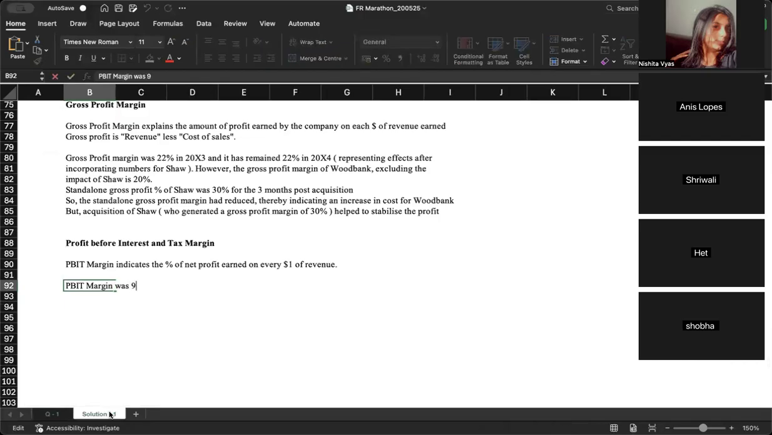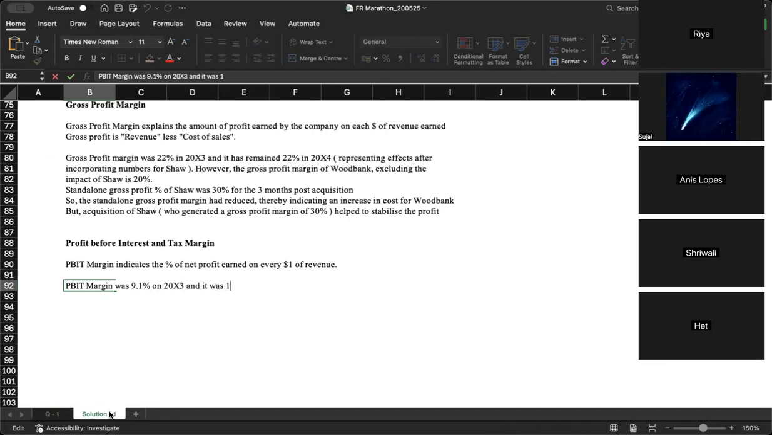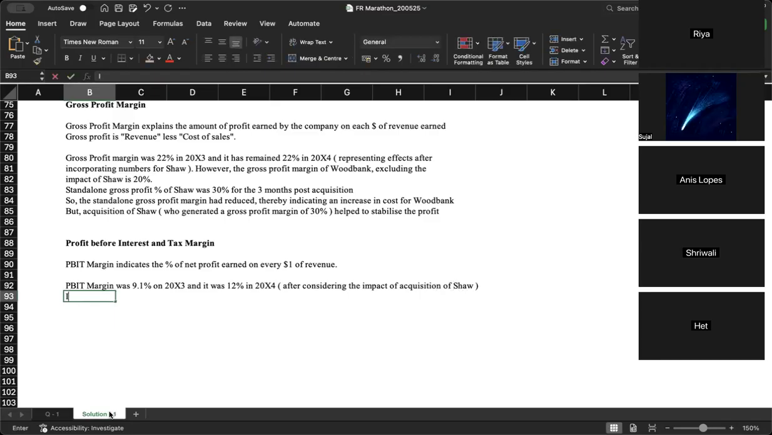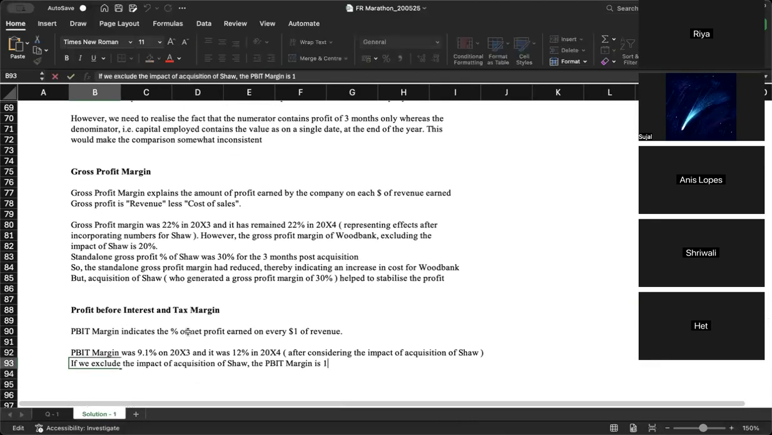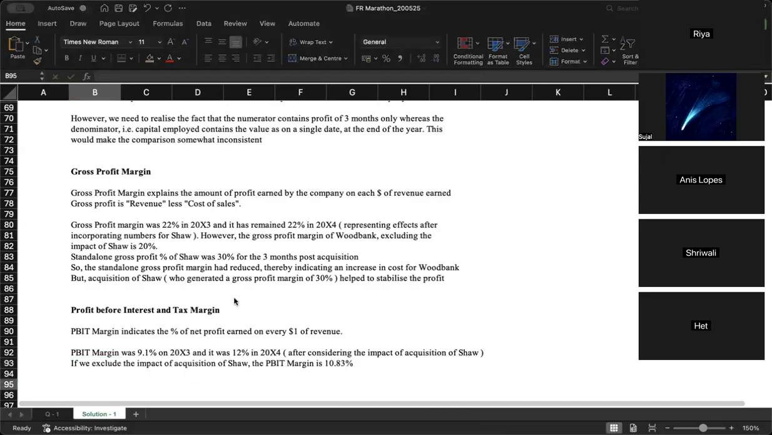was 9.1% in 2003, and it was 12% in 2004 after considering the impact of acquisition of Shaw. If we exclude the impact of acquisition of Shaw, the PBIT margin was or is कितना है PBIT margin 10.83. इस पे क्या कमेंट करेंगे आप बताइए. What additional comment can you make on this?